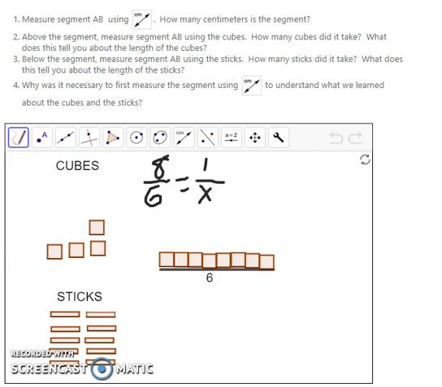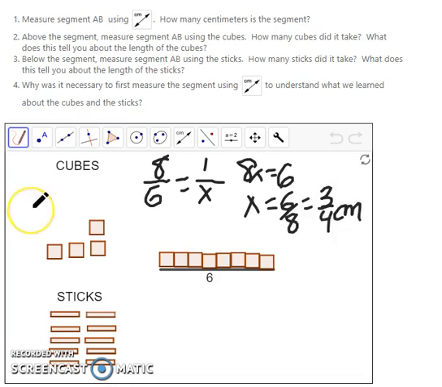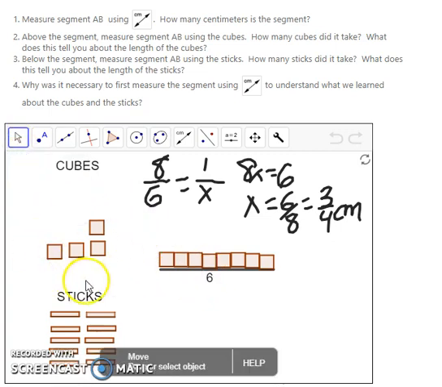So if I cross multiply and divide here, I would see that 8x equals 6. So x equals 6/8 of a centimeter, which is 3/4 of a centimeter. So I know that each of those are 3/4 of a centimeter long, which is kind of nice to know.